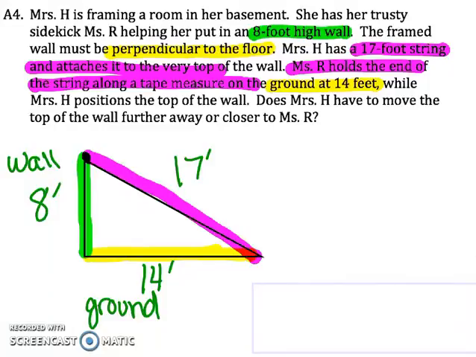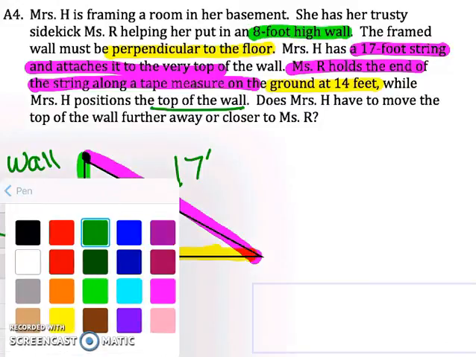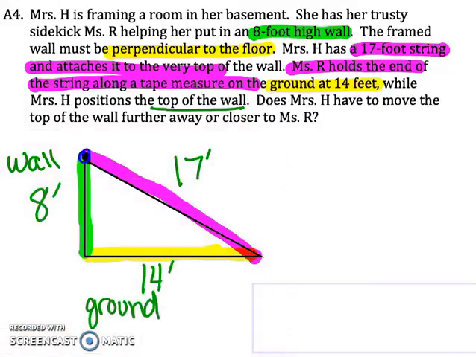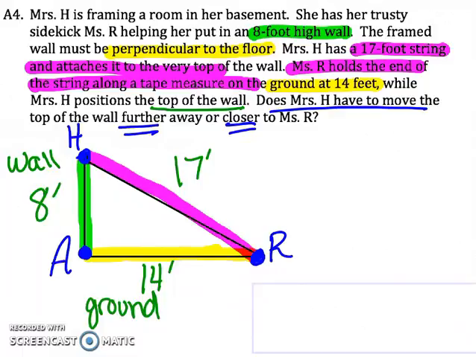Going back to the problem, it says, while Miss H positions the top of the wall, so that means that Miss H is located at the very top of my triangle. So here's where Miss H is. I'll put H for her position. And Miss R is here holding the string, so I'll put capital R for her position. The question says, does Miss H have to move the top of the wall further away or closer to Miss R? So this angle that we're trying to figure out, I'm going to label angle A. If this angle A is a right angle, then I know my wall is perpendicular to the ground. If this angle is acute or obtuse, then I know the wall needs to be adjusted.